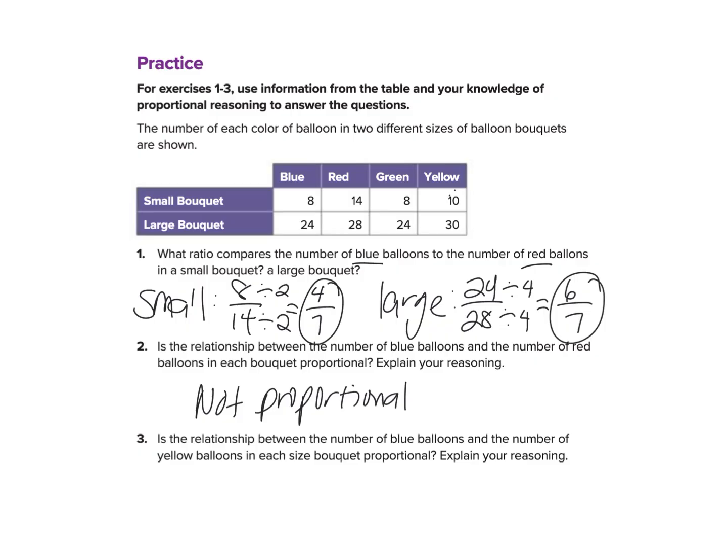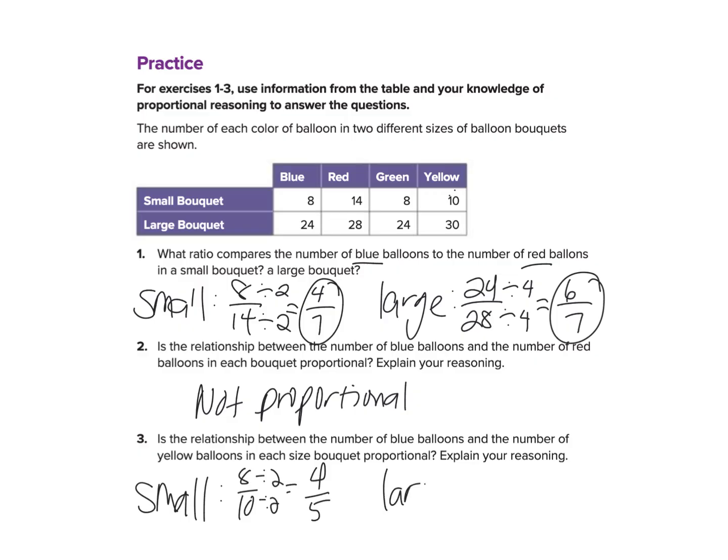All right, now that you've had a chance to try this, let's talk about number 3. First, let's start with the small bouquet. We are looking at blue balloons compared to the number of yellow balloons. For blue, we had 8. For yellow, we have 10. We can divide both of these by 2. When we do that, we get 4/5.